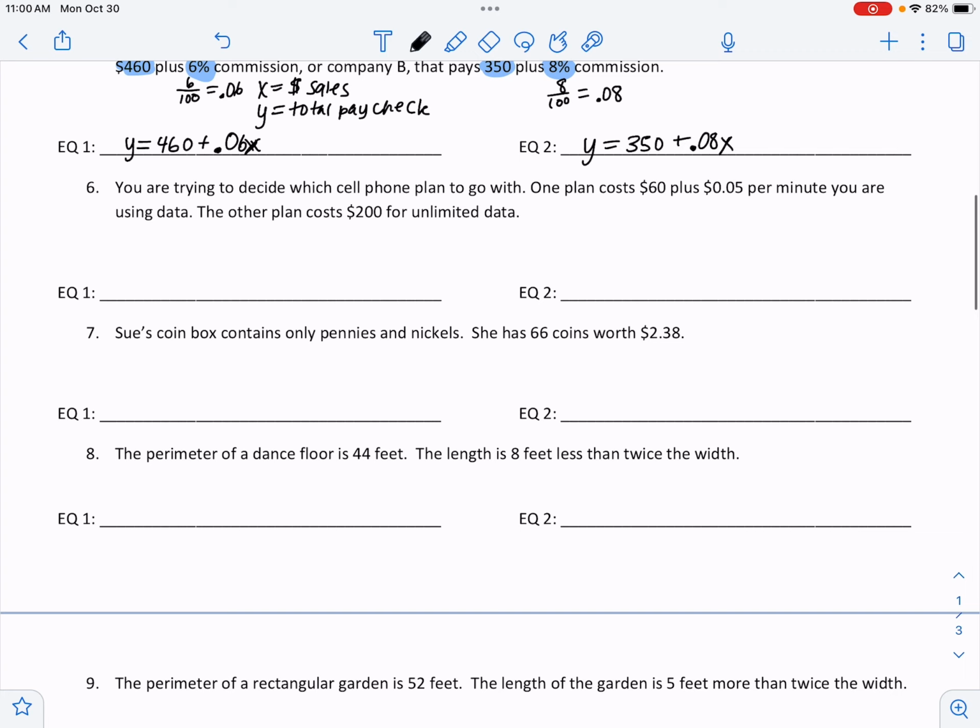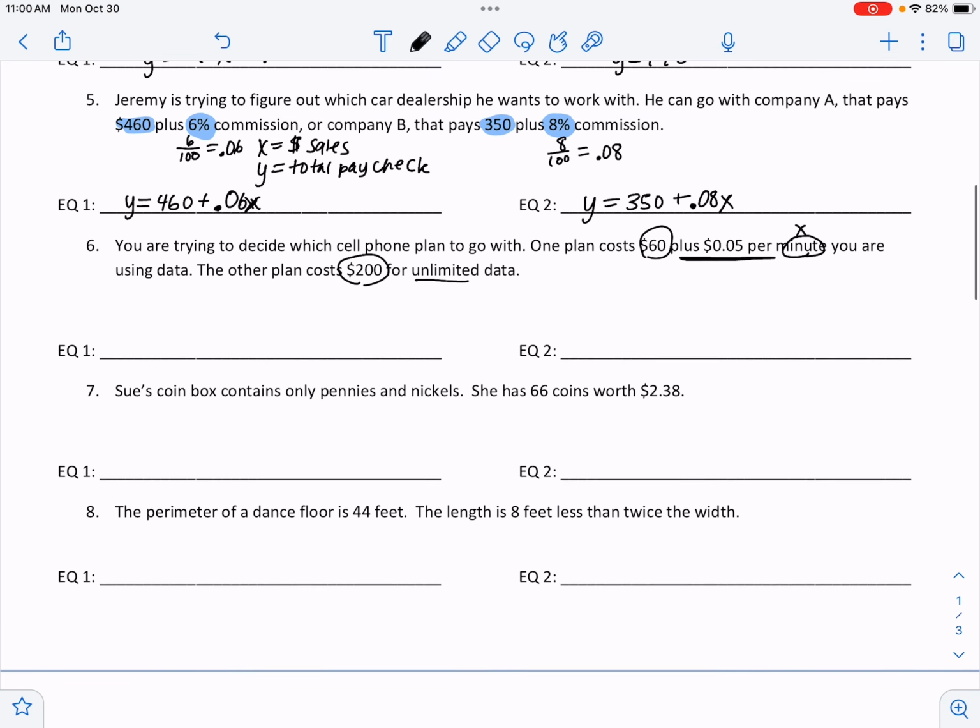You were trying to decide which cell phone plan to go with. One plan costs $60 plus 5 cents per minute. Minute would be your x. Per minute you are using data. The other plan costs $200 for unlimited data. So this is kind of like the gym membership.